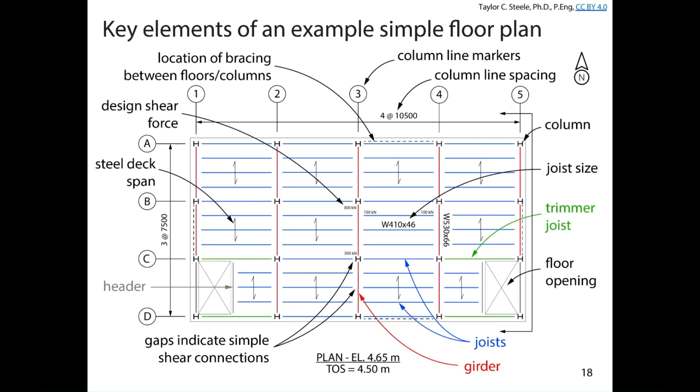Okay, so these are the important things for the course for the most part. We've got columns identified. We've got joist sizes identified. We've got some girders identified. And then there's some other secondary structural elements here, like a trimmer joist. You don't have to know what that is, and you don't have to know what a header is either for this course. But just know sometimes, we've got joists and girders, and sometimes there are some other structural arrangements.